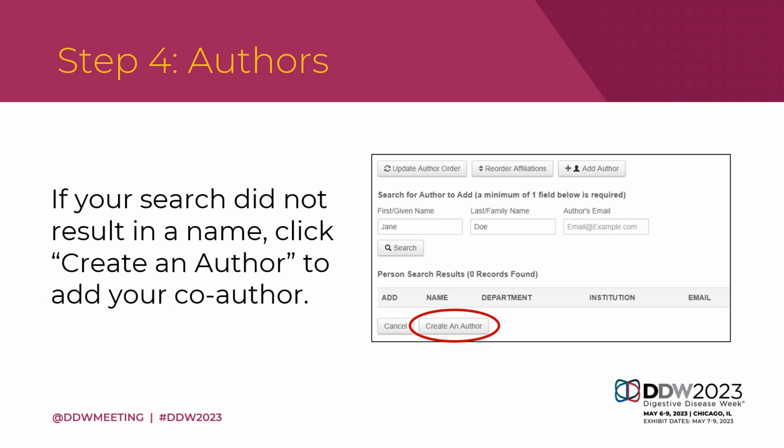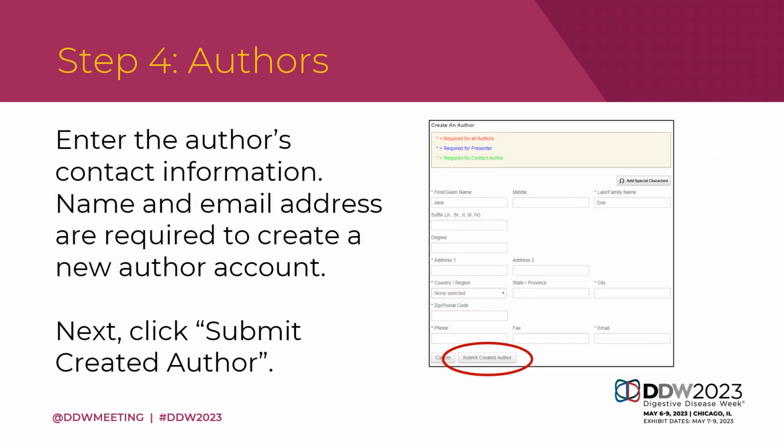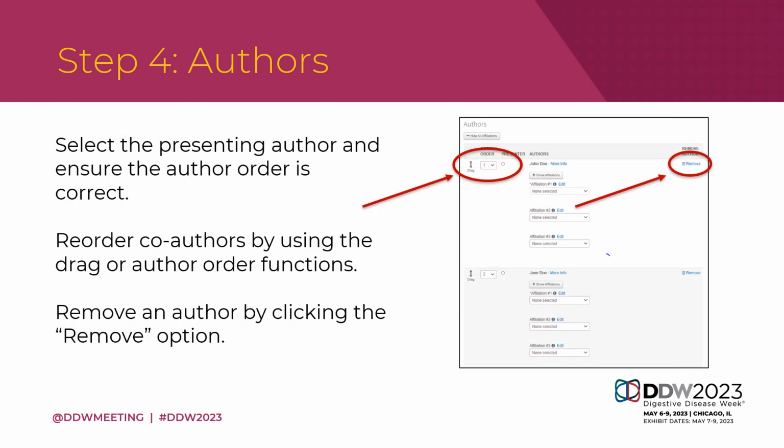If your search did not result in the correct author name, you can create a new account for this person by clicking the Create an Author button. To create the new account, enter the author's name and email address, and then click the Submit Created Author button. You now have the option to change who is listed as the presenting author by using the radio dial button in the Presenter column. Additionally, make sure the author order is correct and renumber as needed using either the drag or drop-down options in the top left. If you need to remove an author, click the Remove button to the right of the person's name. When your author string is complete, click the Save and Continue button at the bottom of the screen.